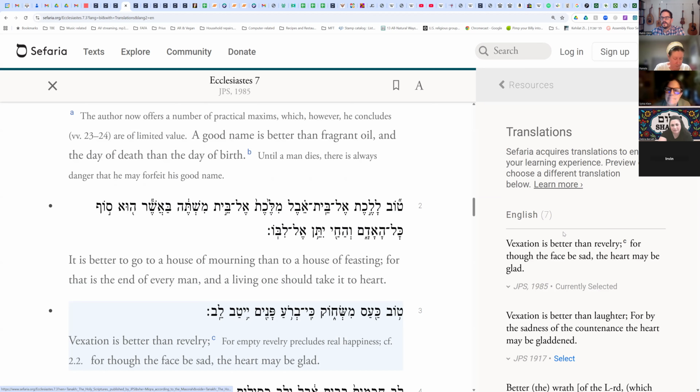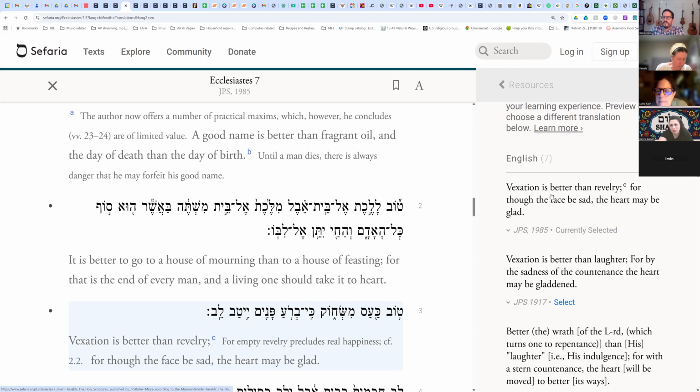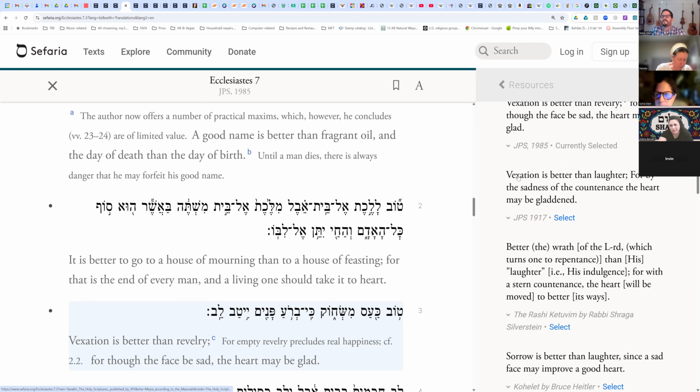I'm thinking it's going to be open to a lot. Vexation is better than revel. That's what you have. Vexation is better than laughter. I mentioned Yitzchak and schak. It's the same idea. I don't know if there's really a difference, but it's a lightheartedness. For by the sadness of the countenance, the heart may be gladdened. Countenance is a fancy way of saying the face. By the sadness of the face, the heart will be made better.